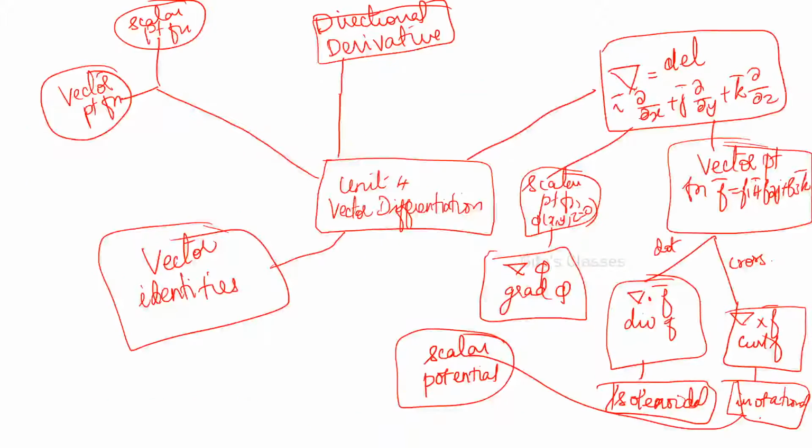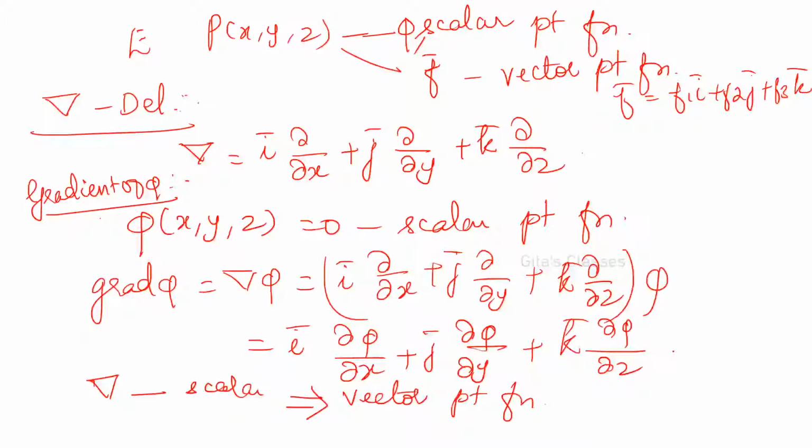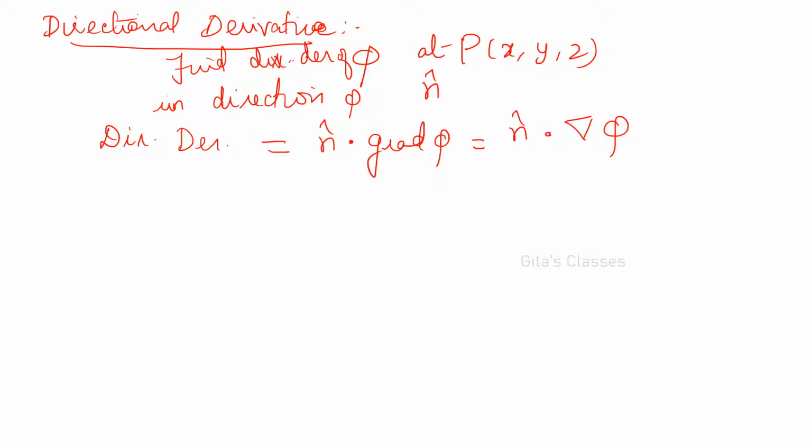Then what else we have? Vector identities, 6 or 7 identities I will give you in the last. So del phi, solenoidal, irrotational, yes, that's all. We'll do some problems. First we'll start from directional derivative only.